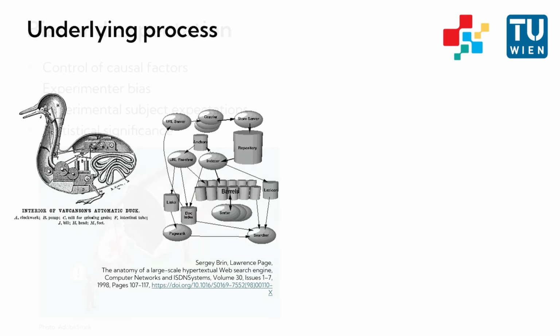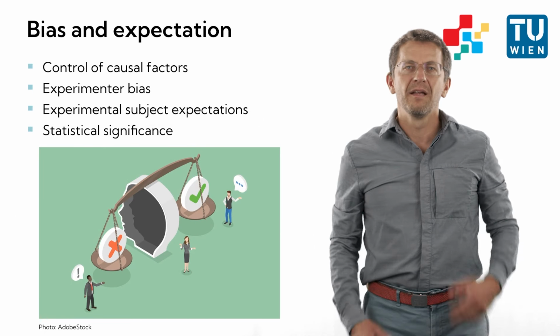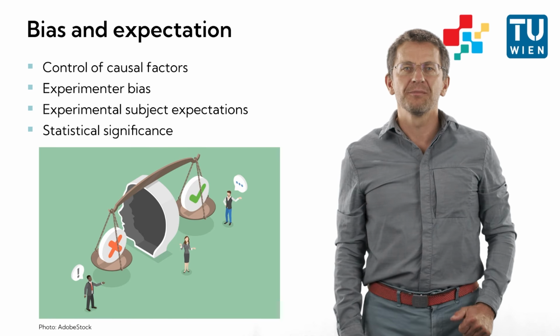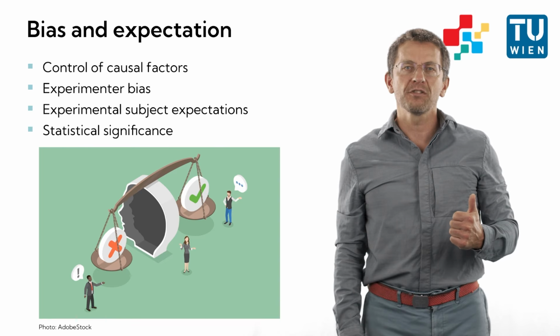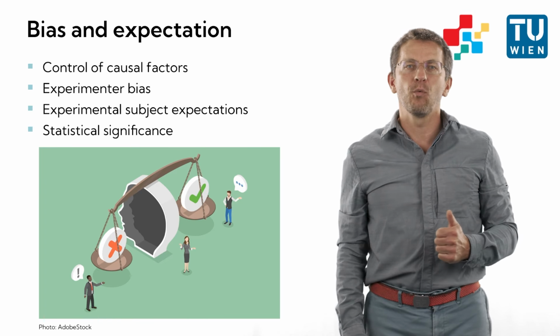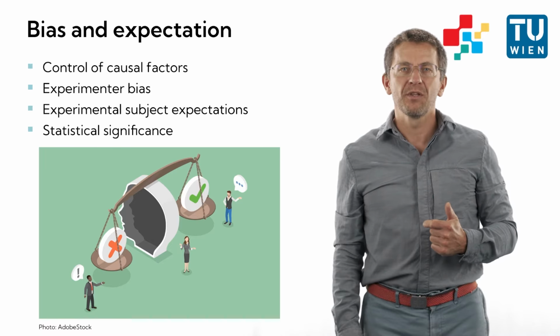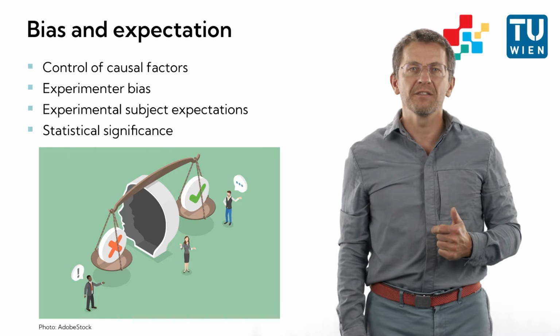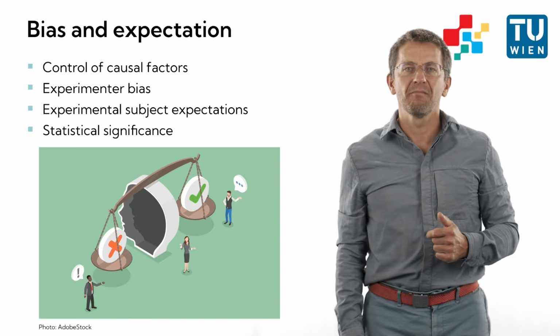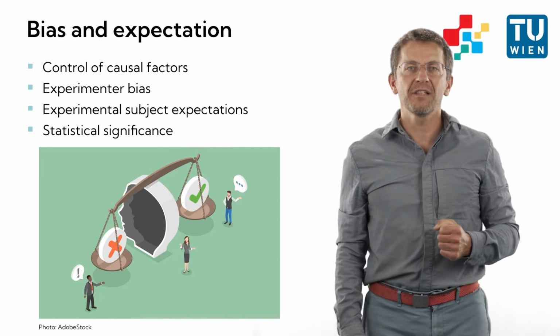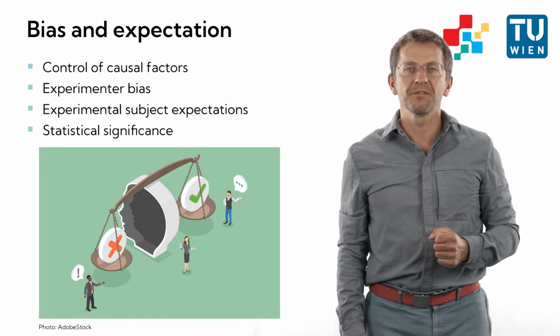In any good experiment, you need to ask a few key questions. Have you controlled for all possible causal factors other than the one you're testing? Could experimenter bias shape the outcome? Could the expectations of participants change how they interact? And finally, is any difference you see actually statistically significant for your sample size?